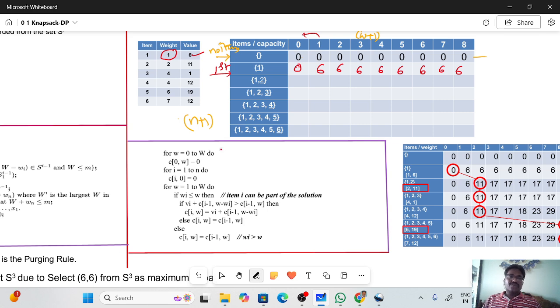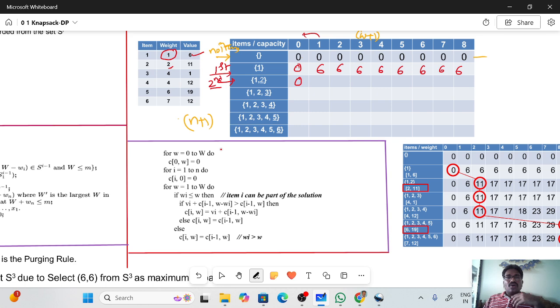Now go for the next row. When I go for the next row, I am now considering up to the second item. What does it mean? I am going to consider item 1 or item 2 or both. What is item 1's weight? 1. What is item 2's weight? 2. Which is the minimum? 1. Up to 1, I am unable to place any item, so I didn't get any profit.